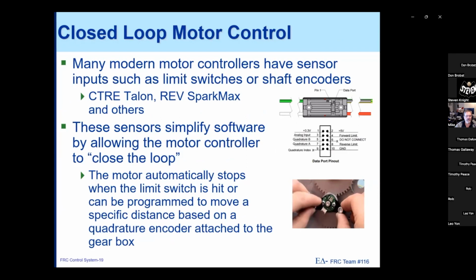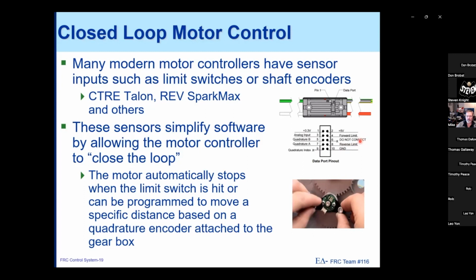In many cases, we also need to be able to offload the robot software and have the motors operate in what they refer to as a closed loop control system. There are several of these motor controllers like the Cross the Road Electronics Talon SRX, Rev Spark Max, and others that have inputs, and these inputs can be used to tie either into an analog input if we were using a potentiometer. We have quadrature inputs if we're using a shaft encoder. We also have limit switches, a forward limit switch and a reverse limit switch.